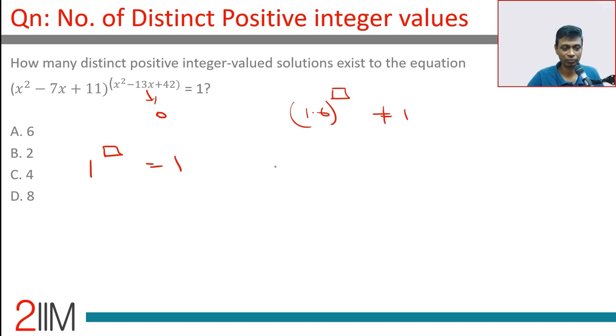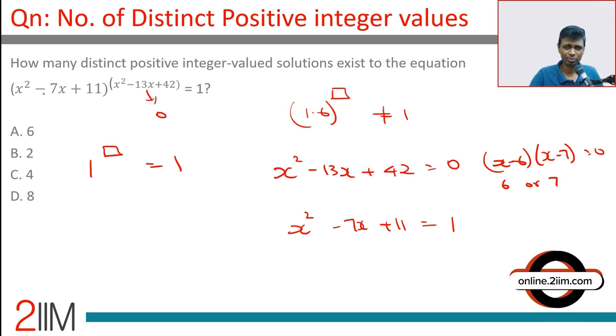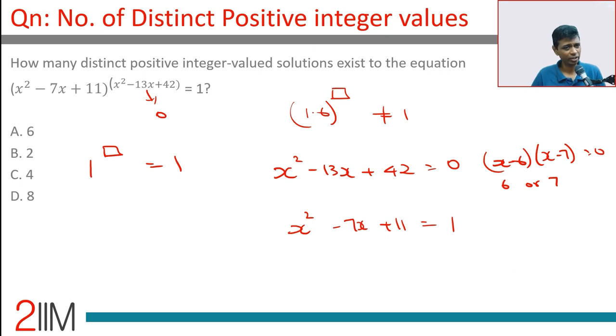It's very simple. So x² − 13x + 42 = 0, or x² − 7x + 11 = 1. Solve these two, you're good to go. (x − 6)(x − 7) = 0, so x is 6 or 7. We need to substitute to verify, but in both cases the base will be some positive integer: 36 − 42 + 11, yes, positive. Nothing to worry about. Substituting works.